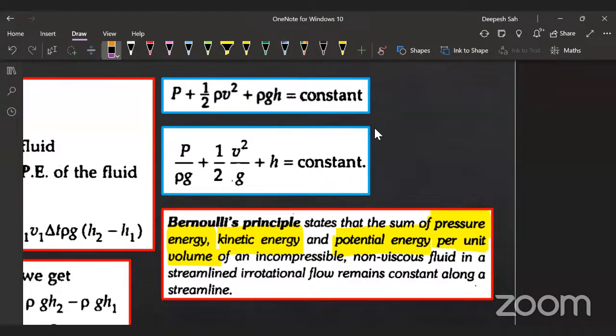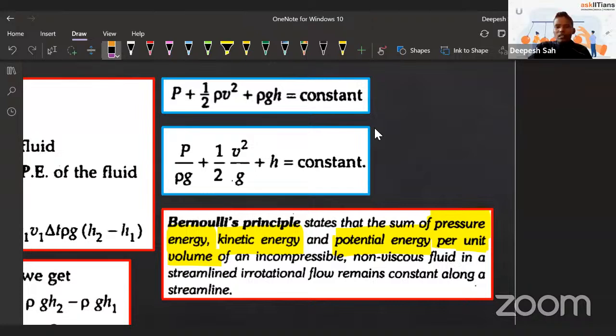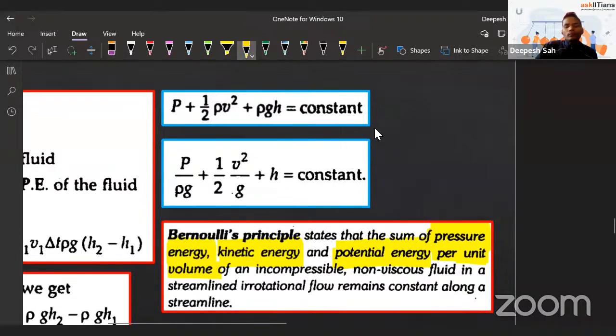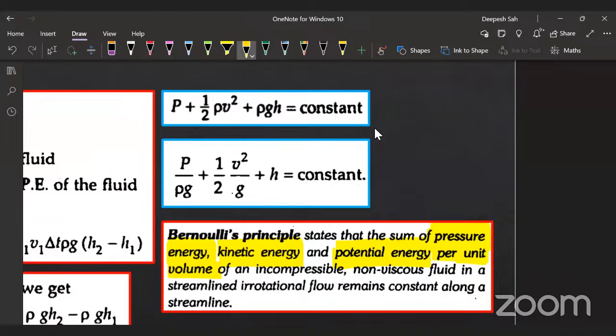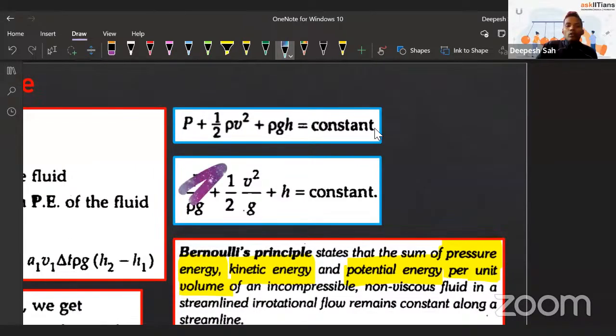Sir, could you show, sir, like P divided by rho g? Sir, could you show how that is? I will talk about it. I have not talked about this yet, but okay.